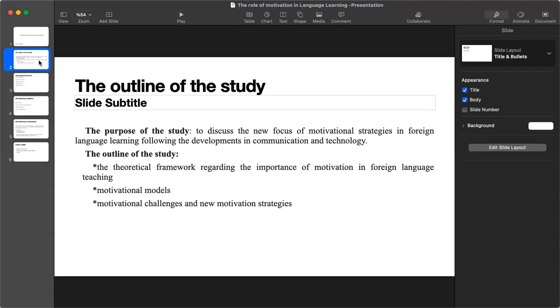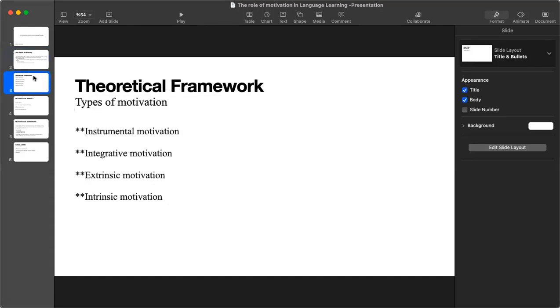And when we look at the outline of my study, I can say that it starts with the theoretical framework regarding the importance of motivation in foreign language teaching. And then we see the various motivational models, followed by the motivational challenges and the new motivational strategies. Okay, so I would like to start with the theoretical framework here.